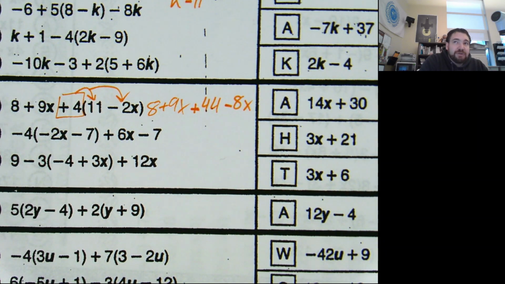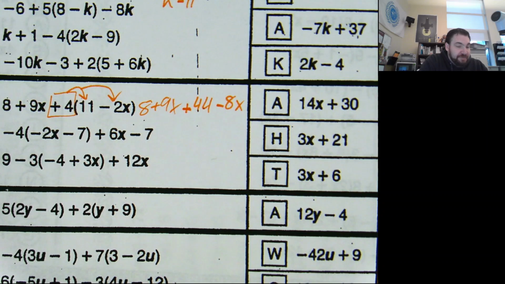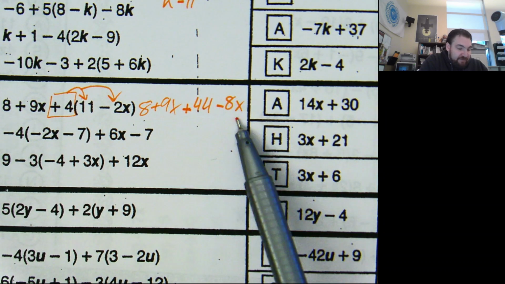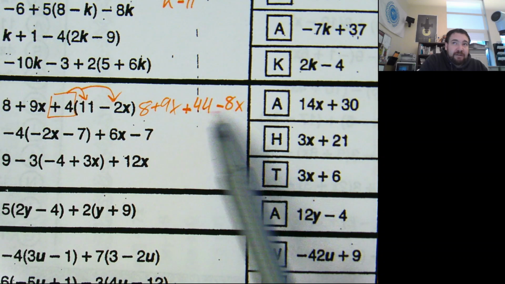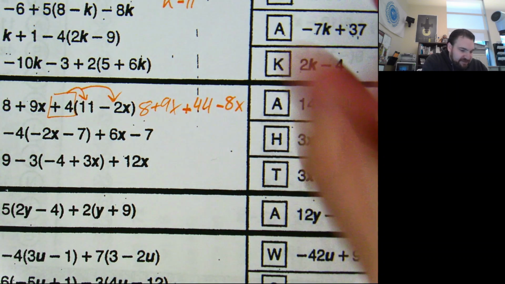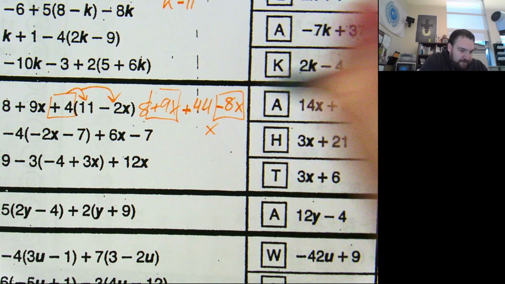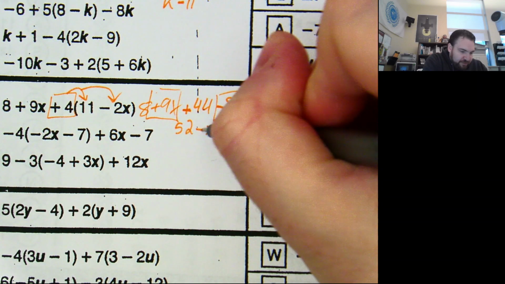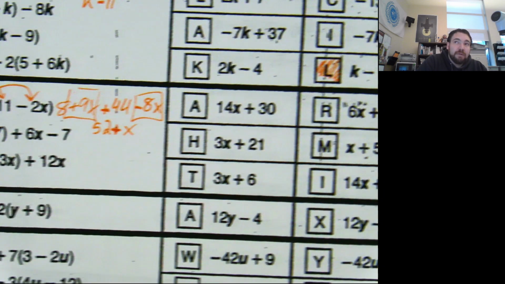I'm willing to bet some of you are trying to do too much in your head, and then that's where the mistakes are coming from. And now we're going to group our like terms. If you recall, like terms have to have the same letters, and those letters have to have the same exponents. So I've got x's here and x's here. I've got positive 9x's, and I've got negative 8x's. You have to include that sign out front. 9x minus 8x is just, if I group these two, that's just going to be x. And then 8 plus 44 is going to be 52. I'm going to get 52 plus x, or x plus 52. There it is.